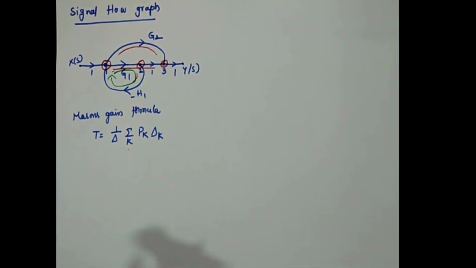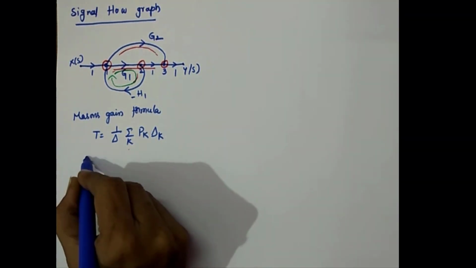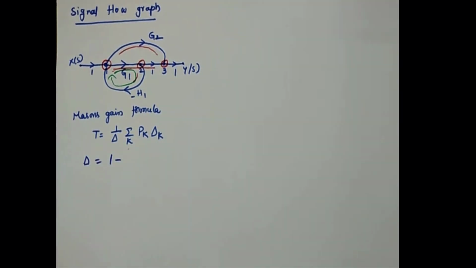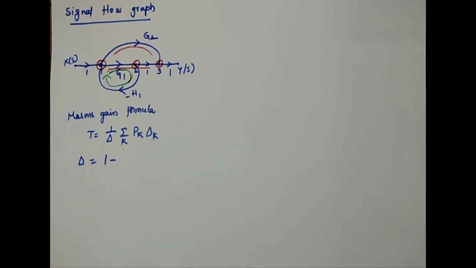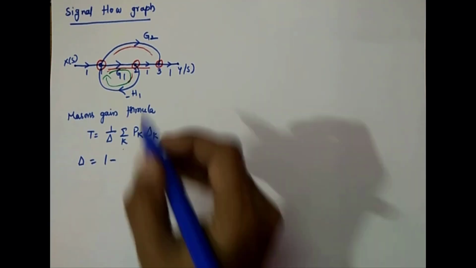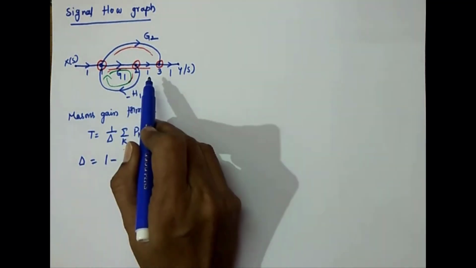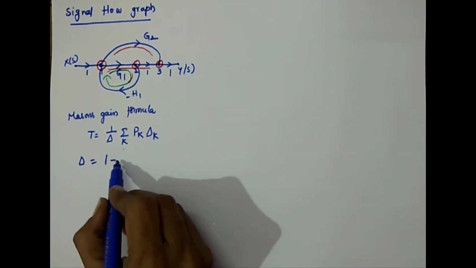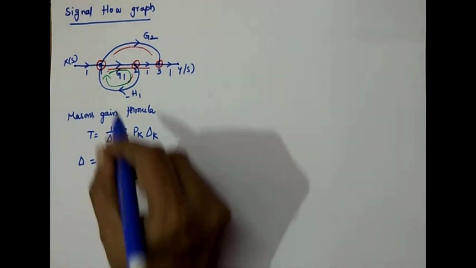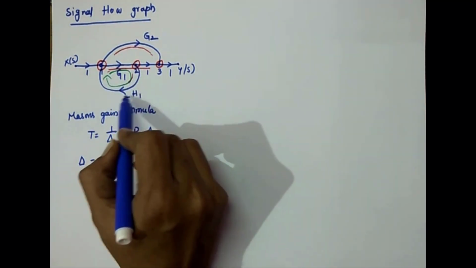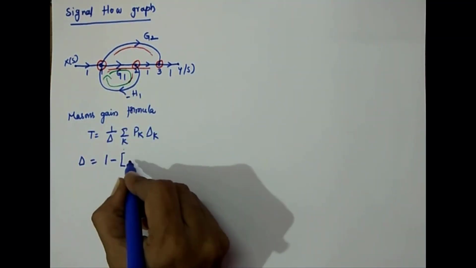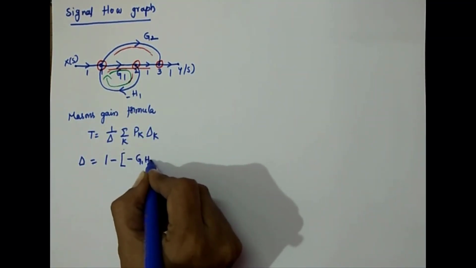Fine. So now what is your delta? Delta is 1 minus sum of loop gains of all individual loops plus sum of gain products of all possible combinations of two non-touching loops. Here in the given problem, we don't have extra loops. We have only one individual loop. That is the reason you can write 1 minus sum of all individual loops. What is the loop here? G1 and this is minus H1. So it is 1 minus G1 H1.